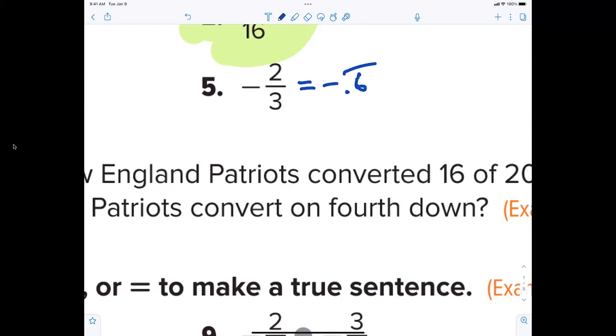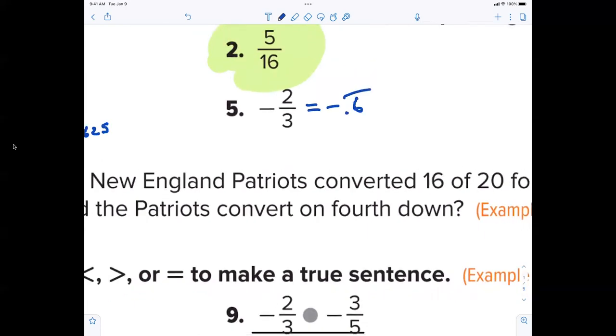If there's a negative sign, wouldn't they both be negative and then you can divide it? No. Only one of them is negative. There's one negative here. Either the 2 is negative or the 3 is negative, not both.